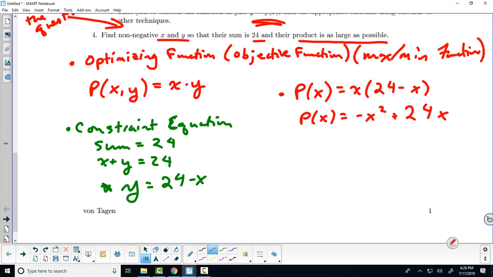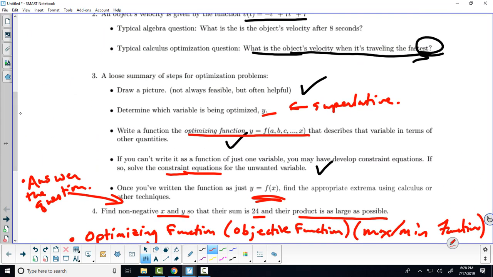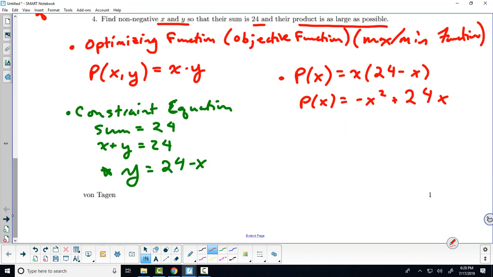If you're keeping track of my little bullet points, we couldn't draw a picture, bummer. But then we did this one, and then this one, and now we're in the middle of here, and now we're going to find the appropriate extrema. We're looking for the maximum of this function. What should we do? We need to find our critical numbers, right? So let's find the critical numbers. And I should say something here. What's the smallest x can be for this to make sense?